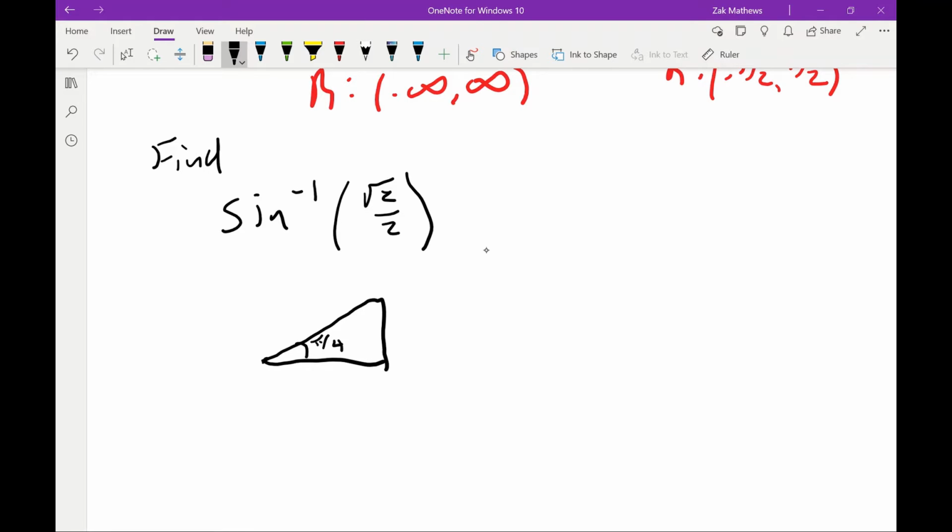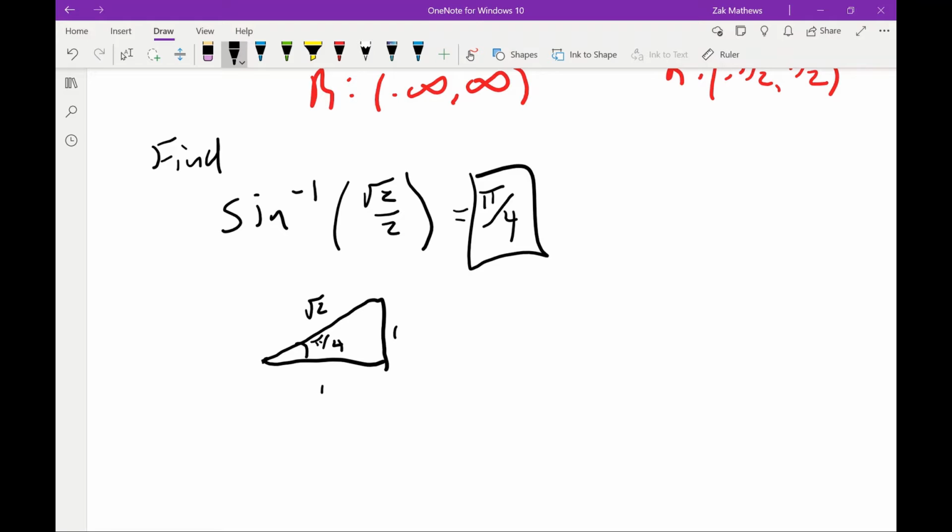I know that special triangles where I see a root 2 is at pi over 4. At pi over 4, if I took the opposite over the hypotenuse, I have 1 over root 2, which rationalizes to root 2 over 2. So when do I see a ratio of root 2 over 2? That is at pi over 4. That is my answer.